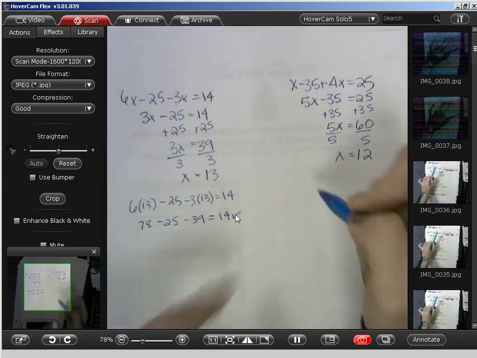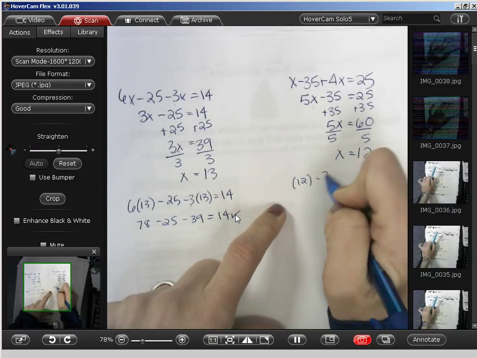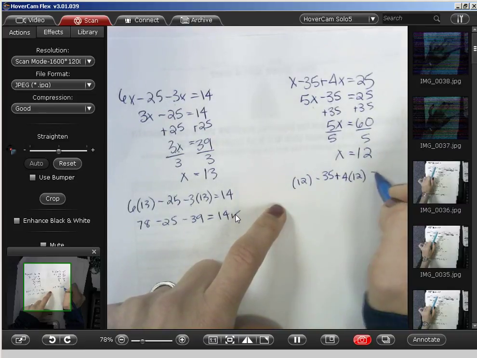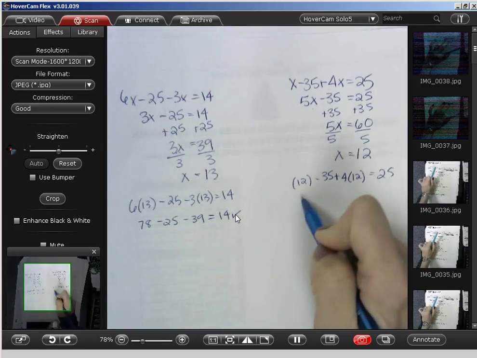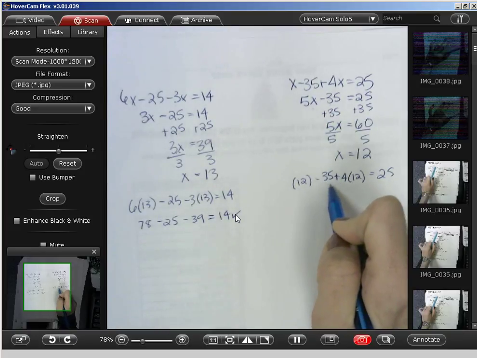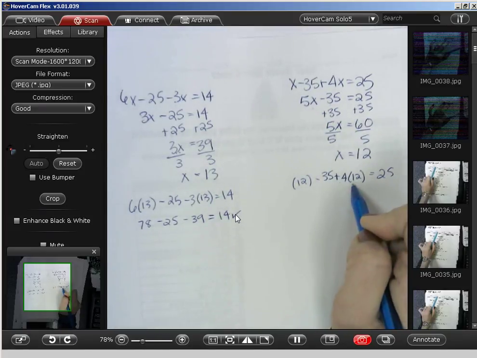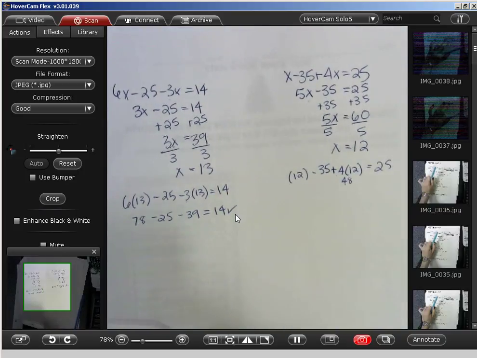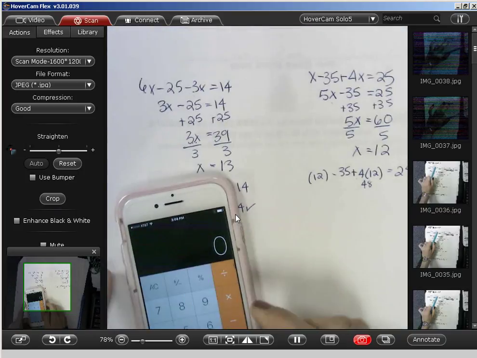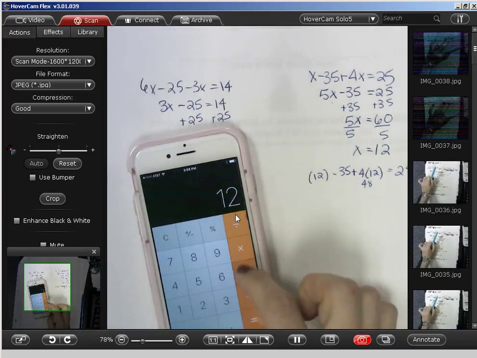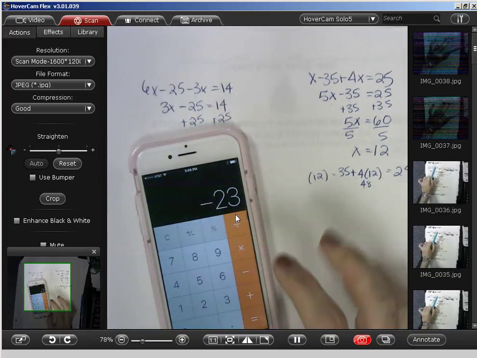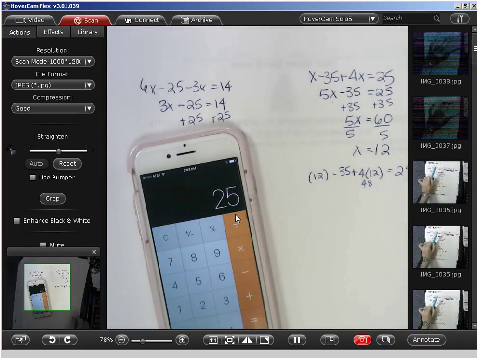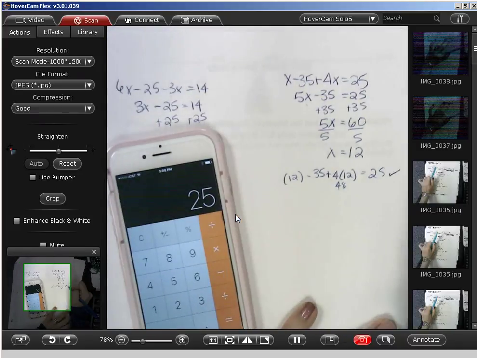Before I walk away, I'm going to do that substitution step. All right, so let's check it. I have 12 minus 35 plus 4 times 12. Well, 4 times 12 is 48. So I'm going to try this on my calculator. I've got 12 minus 35 plus 48, which is 25. Looks like I am good.